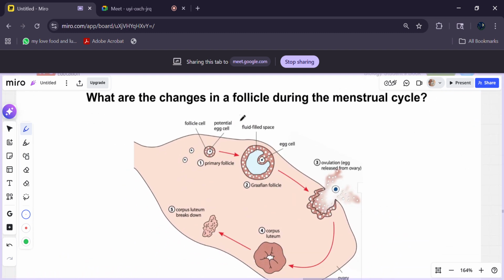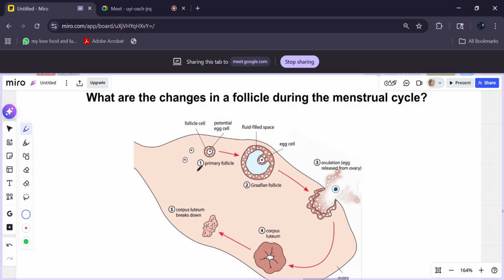So what are the changes in a follicle during the menstrual cycle? Now, the ovaries contain many developing follicles. And this diagram shows the changes that take place in one follicle during the menstrual cycle. Other follicles at different stages of development are not shown in this diagram.